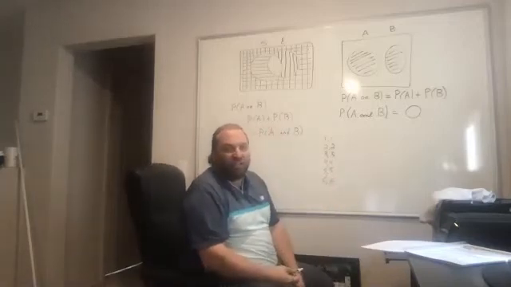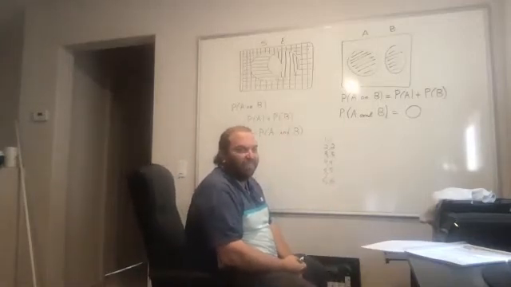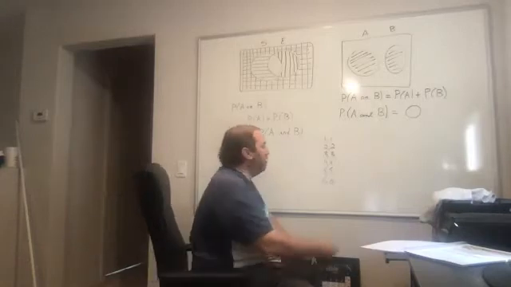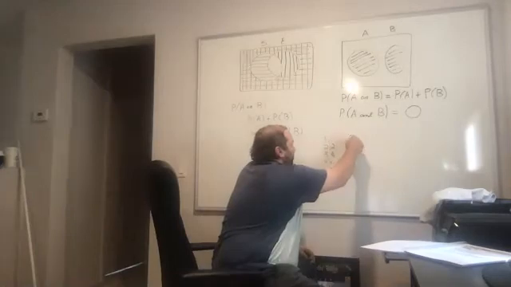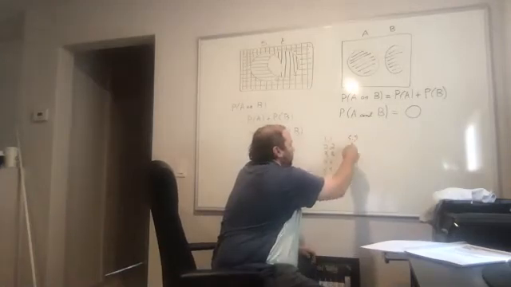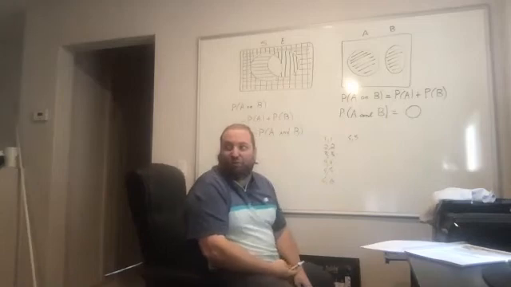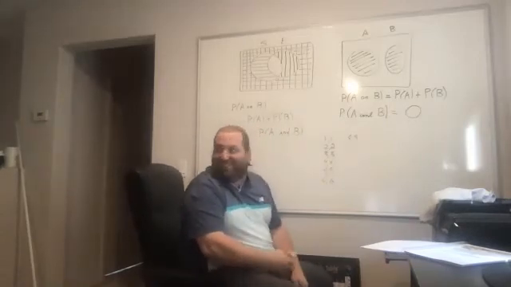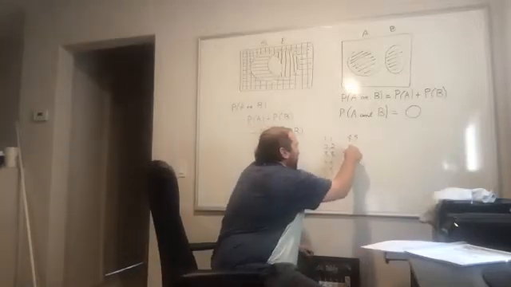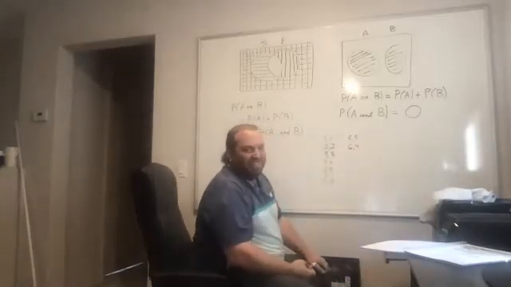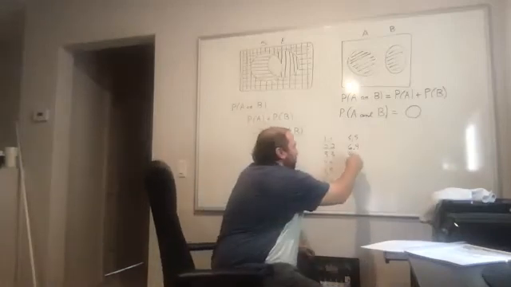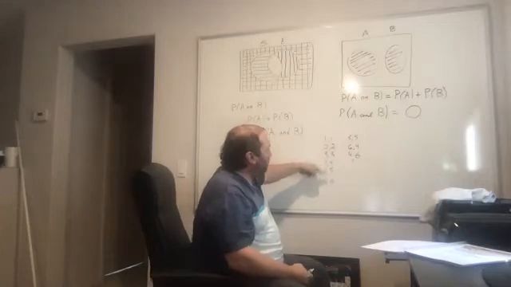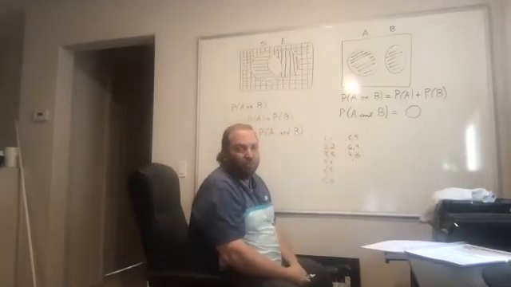How many ways are there of getting a 10? 3. What are they? 5 and 5. 8 and 2? Not when you roll dice. 7 and 3? I don't think your dice have 7 either. 6 and 4. And then any other way? 4 and 6. So 1, 2, 3, 4, 5, 6, 7, 8, 9 ways, correct?